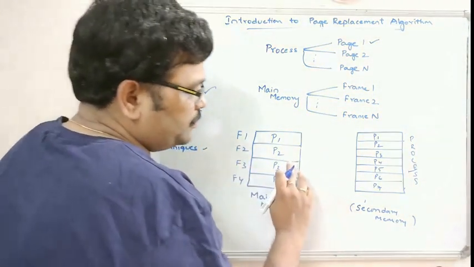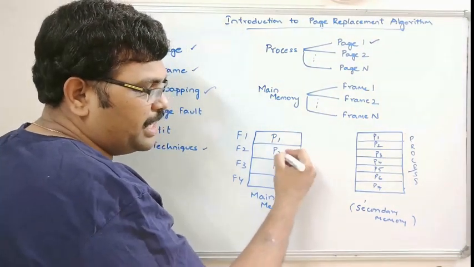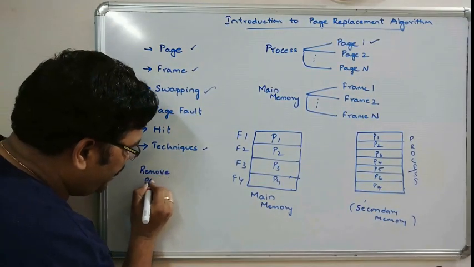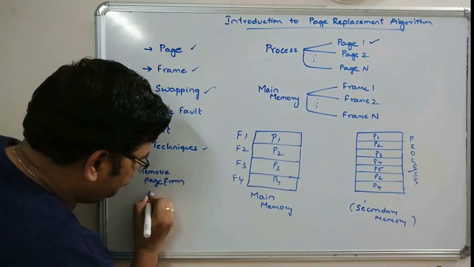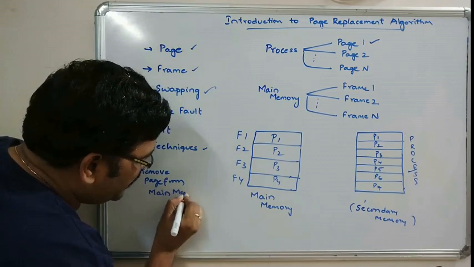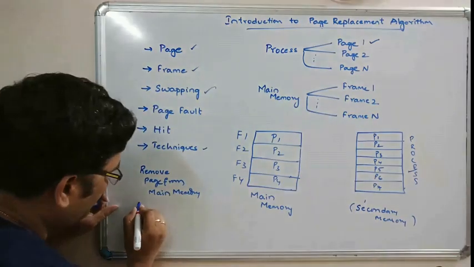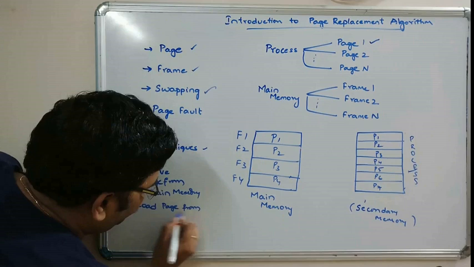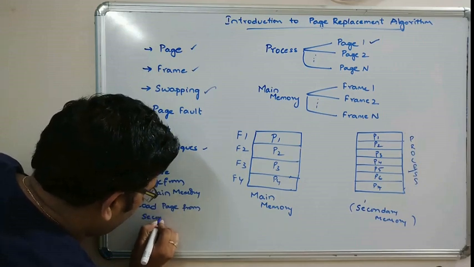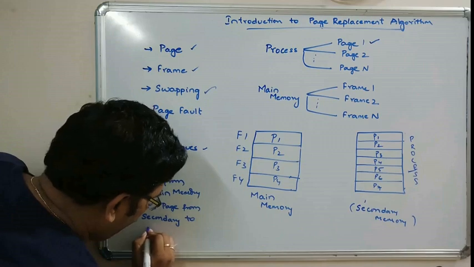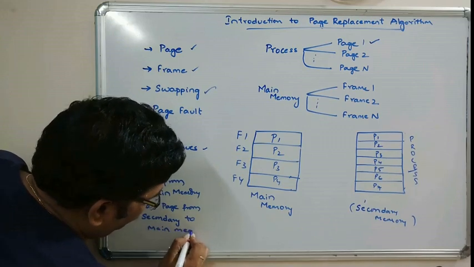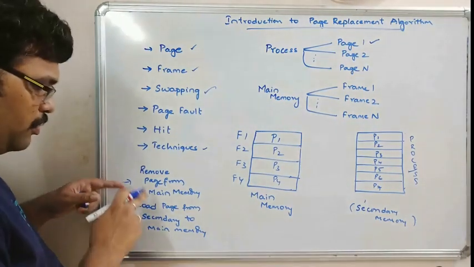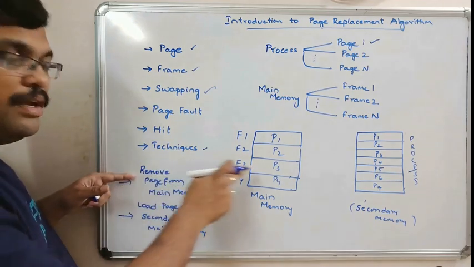Okay, so here replacing means removing the page from main memory, that is one step. Then load the page from secondary to main memory. Okay, these are the two things that must happen. So before loading, we have to check for the available frame.